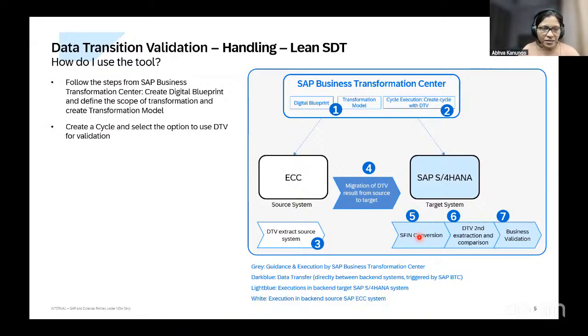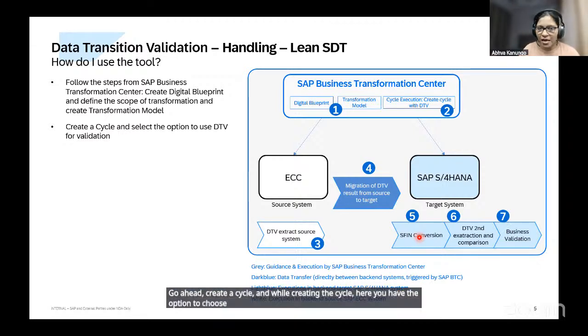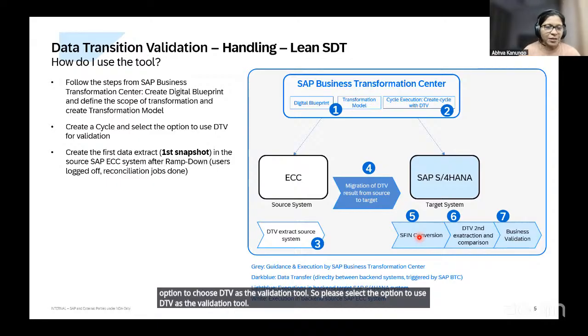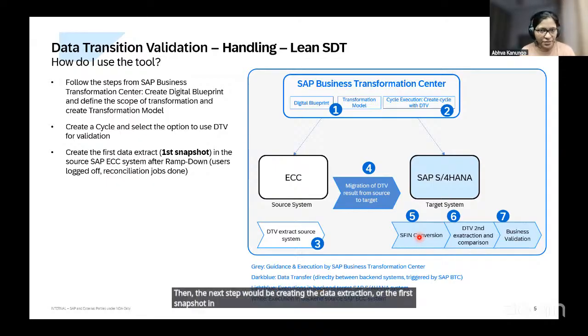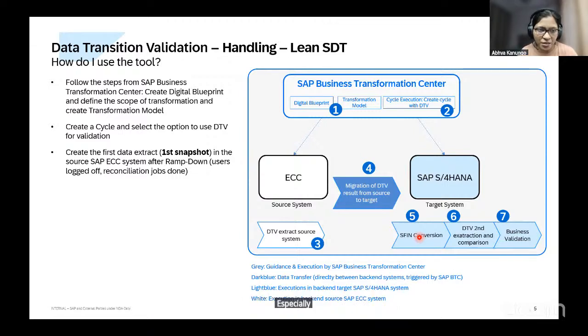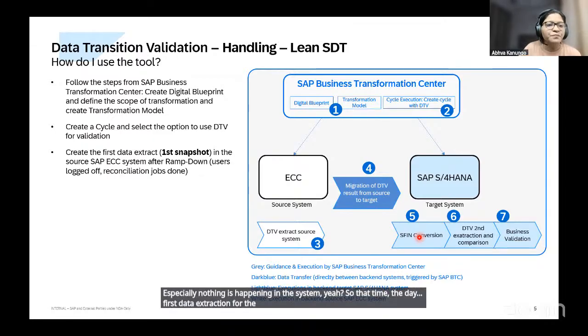Go ahead, create a cycle, and while creating the cycle, you have the option to choose DTV as the validation tool. So please select the option to use DTV as the validation tool. Then the next step is creating the data extraction, or the first snapshot, in the source system, which will be the ECC system. We do it after the ramp down phase, which means the users are logged off, reconciliation jobs are done, and nothing is happening in the system. That is when we do the first data extraction for the reports.